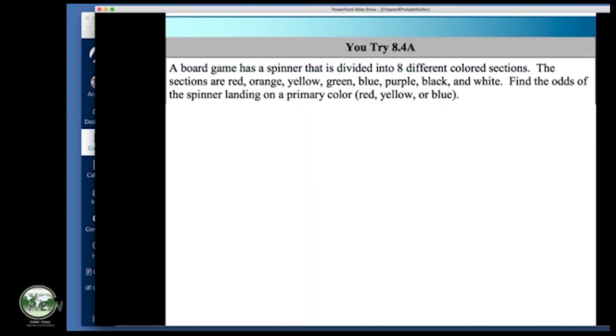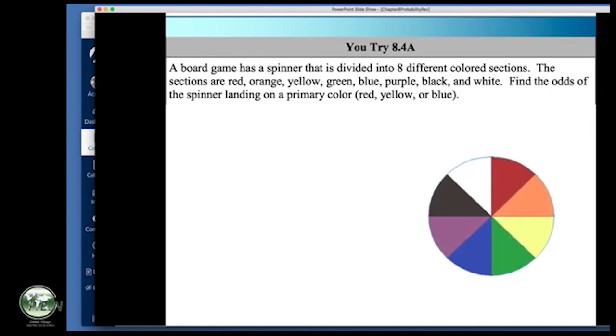Here's another example, just a few examples to try. So I've gone through the few tries. A board game has a spinner that's divided into 8 different colored sections. The sections are red, orange, yellow, green, blue, and so on. Find the odds of the spinner landing on a primary color. Primary is red, yellow, or blue. And we're going to assume that they're all the same size. So I'm going to click here. Here's my spinner. So what's the odds of being on a red, yellow, or blue?